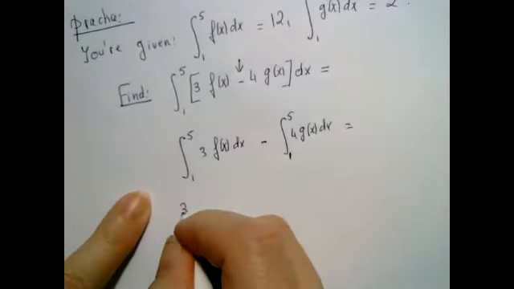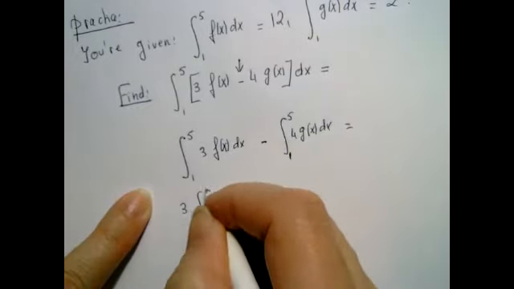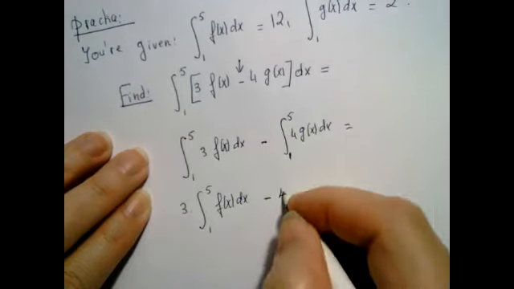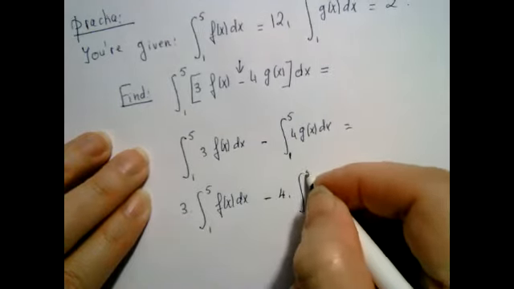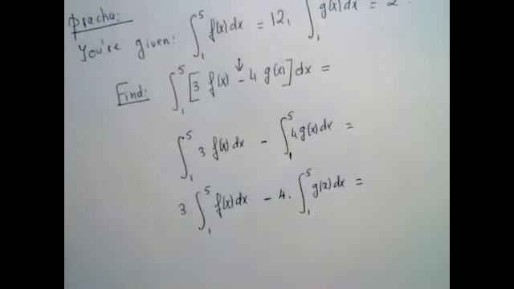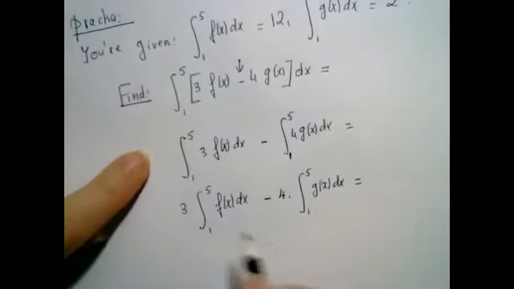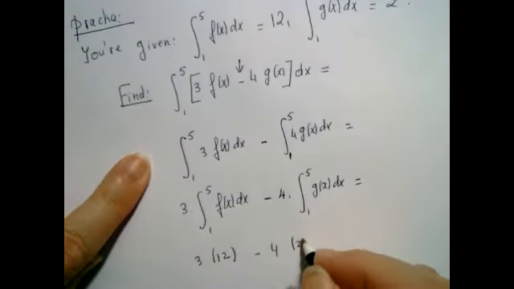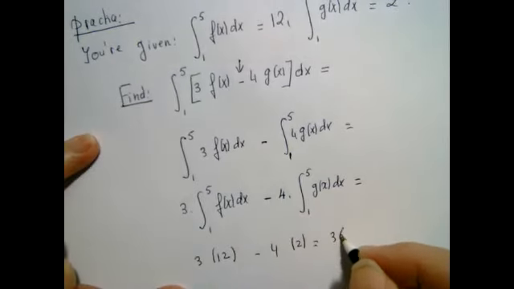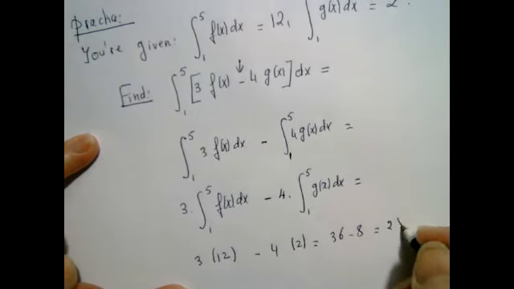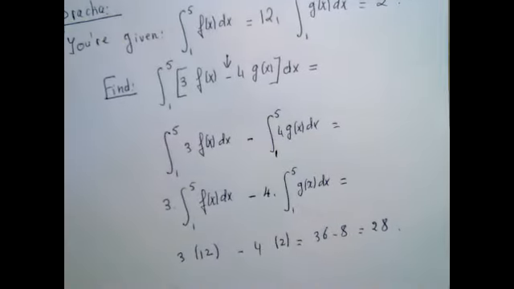3 is a constant, I can pull it out. Only a constant can be pulled out. And this is a constant. Okay. Now we use the correct property, and finally that's 3 times 12 minus 4 times 2, which is going to give me 36 minus 8, which is going to give me 28. Okay, so just using the properties verbatim.